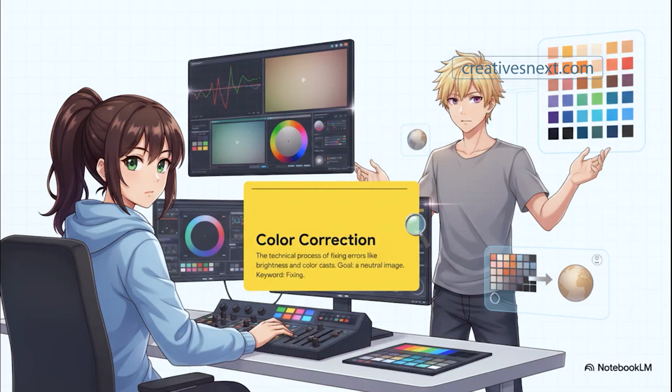So what's color correction? Well, this is the science part. It's all about fixing. We're not trying to be artistic yet. We're just trying to get a clean, neutral, and accurate image. We're fixing exposure issues, getting rid of weird color tints. Basically, we're building a perfect, solid foundation to work from.